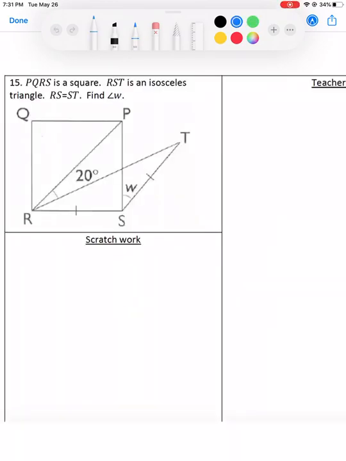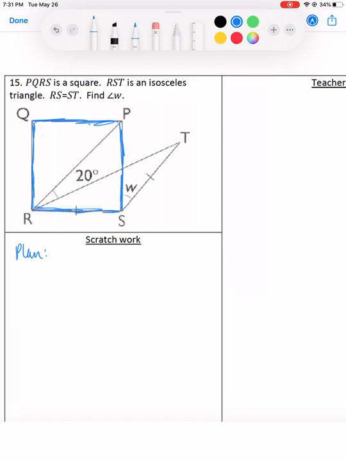Okay, this is problem number 15 from homework number 8. We're going to go ahead and read the directions, the things that are given to us, to make our plan. We have that PQRS is a square, okay? And so I'm going to highlight this square in blue. Okay, this is a square.